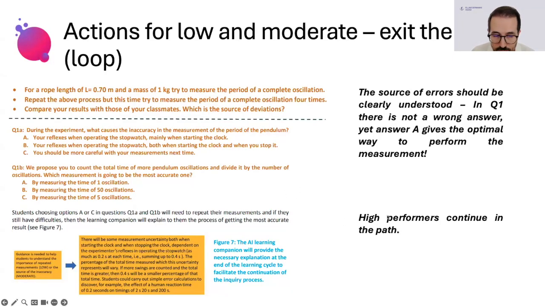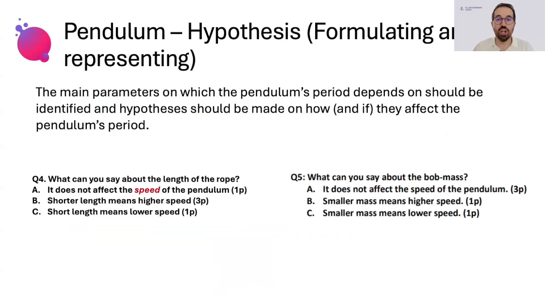And of course, high performers who have immediately recognized the most appropriate way to move forward, and okay, they can see that, let's say, when I increase the length of the rope, the time of the period increases, and so on, we'll move to the next phase, to the hypothesis phase. And here, we're going to go and investigate the main parameters that affect the pendulum's period.